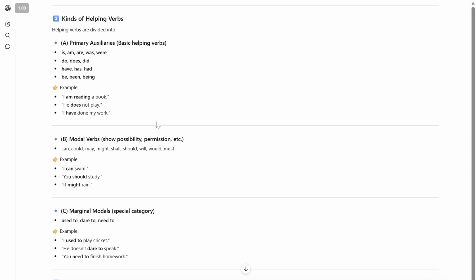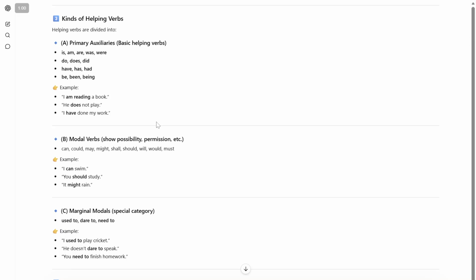Example: I am reading a book. He does not play. I have done my work. B, modal verbs show possibility, permission, etc.: can, could, may, might, shall, should, will, would, must. Example: I can swim. You should study. It might rain. C, marginal modals, a special category: used to, dare to, need to. Example: I used to play cricket. He doesn't dare to speak. You need to finish homework.